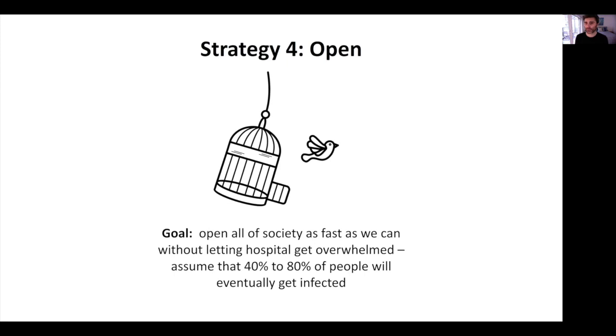Okay, this is strategy number 4, which is the open strategy. Here the goal is to open up all of society as fast as we can without letting hospitals get overwhelmed, and assume that just 40 to 80% of people will eventually get infected, and then we just deal with that.